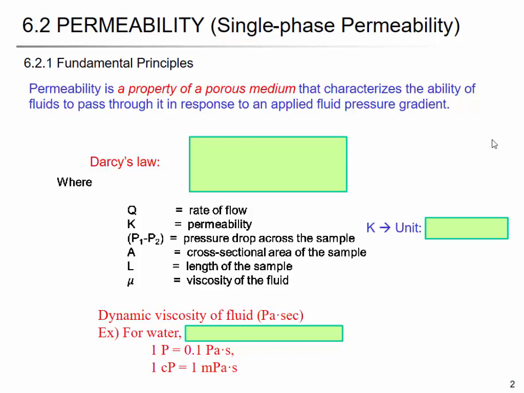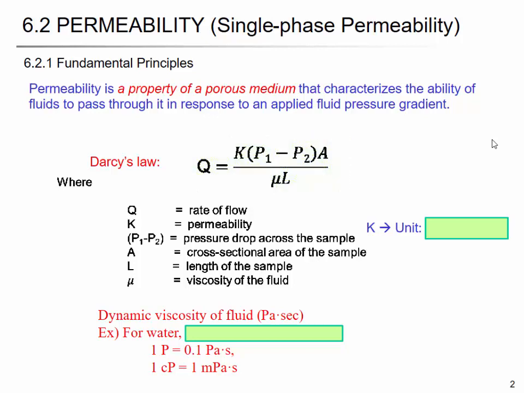So the permeability is actually, you cannot measure it directly. You estimate it from a certain governing law that we assume, which is Darcy's law. And Darcy's law is, I think, a very familiar equation. From fluid mechanics, what is the Darcy's law? Q equals KiA, right? K, i, A.